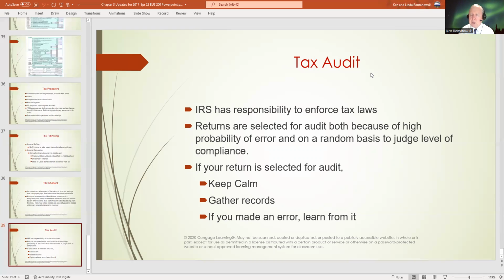They may also, out of a random sampling, choose to audit your taxes. Now, nowadays, it's a very small percentage who get audited. I think it's less than 5%. So if this happens, keep calm, gather your records. If you made an error, then you learn from it. But here's a couple of things you have to remember.